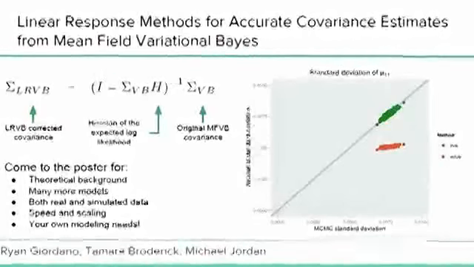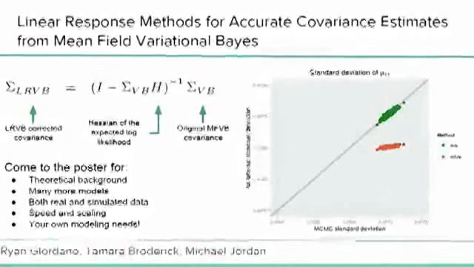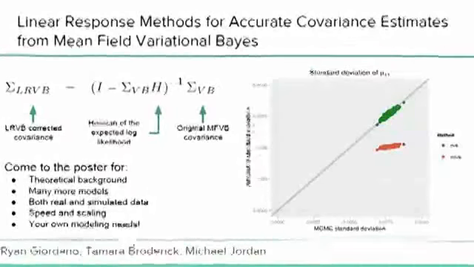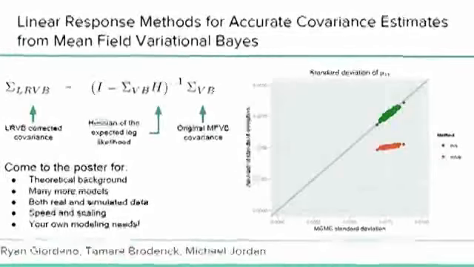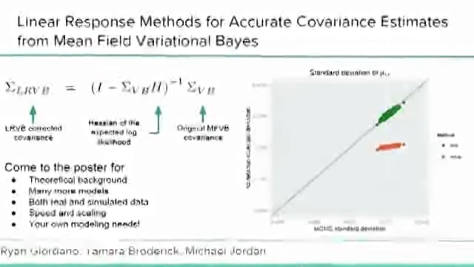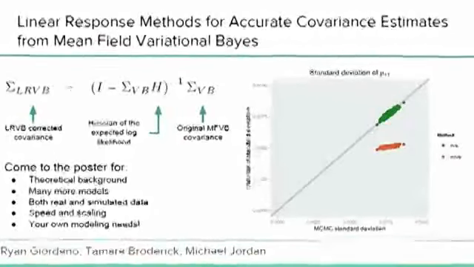In the formula, you have two terms. You have sigma VB, that's the original mean field underestimated covariance matrix, and H is the Hessian of the expected unnormalized log likelihood. Each of these terms is generally easy to calculate and sparse. The sparsity allows you to, in many cases, solve this linear system in time that's linear in the number of data points, even when the number of latent variables in your model scales with the number of data.